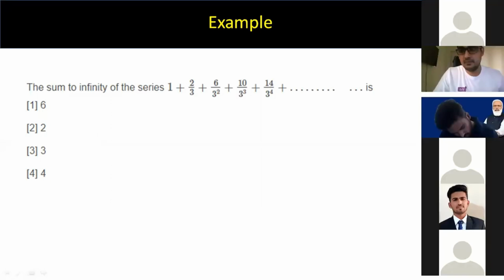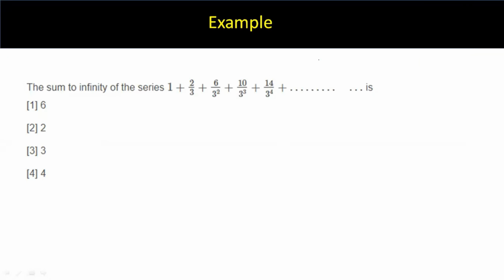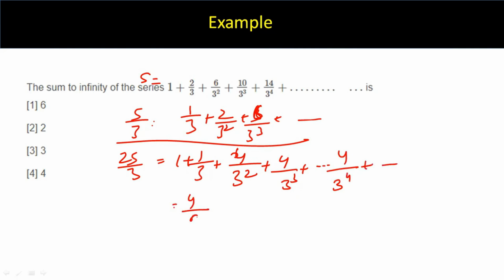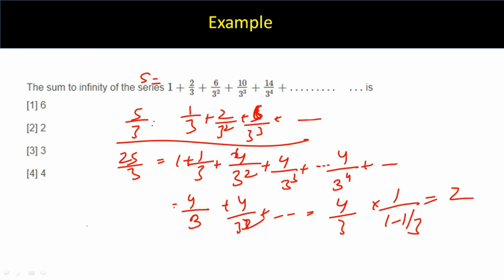Sir, actually, I took s is equal to 1 plus 2 by this expression. Then I multiplied it by 1 by 3. So second expression, that is s by 3, became 1 by 3 plus 2 by 3 square plus 6 by 3 and so on. Then I subtracted s by 3 from s. So 2s by 3 gave me 1 plus 4 by 3 square plus 4 by 3 cube and so on. Then I took 4 common, up till infinity. Then I got an infinite GP.